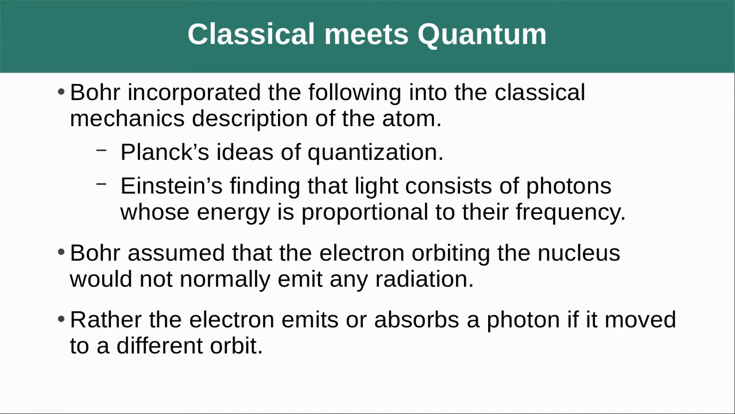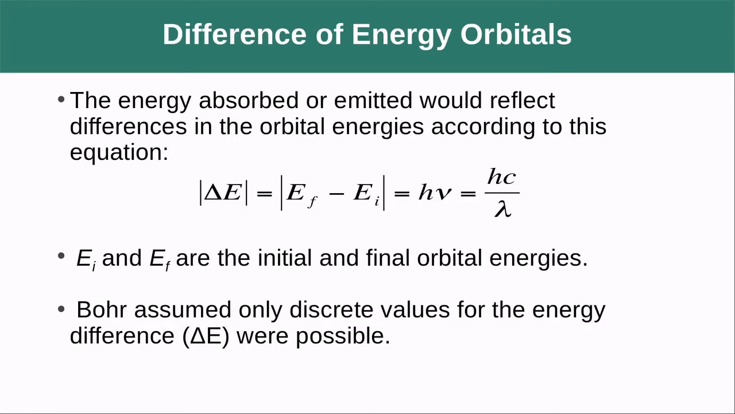So basically, he's saying that electrons have set orbits, and when they move between them, this is accompanied by the absorption or emission of a photon. The energy absorbed or emitted would reflect differences in the orbital energies according to this equation. So we have the change in energy is going to be equal to the final energy of the electron minus the initial energy of the electron. We already saw this with temperature and enthalpy. We were used to that kind of mathematical form. That's going to be equal to h times nu, like Planck said.